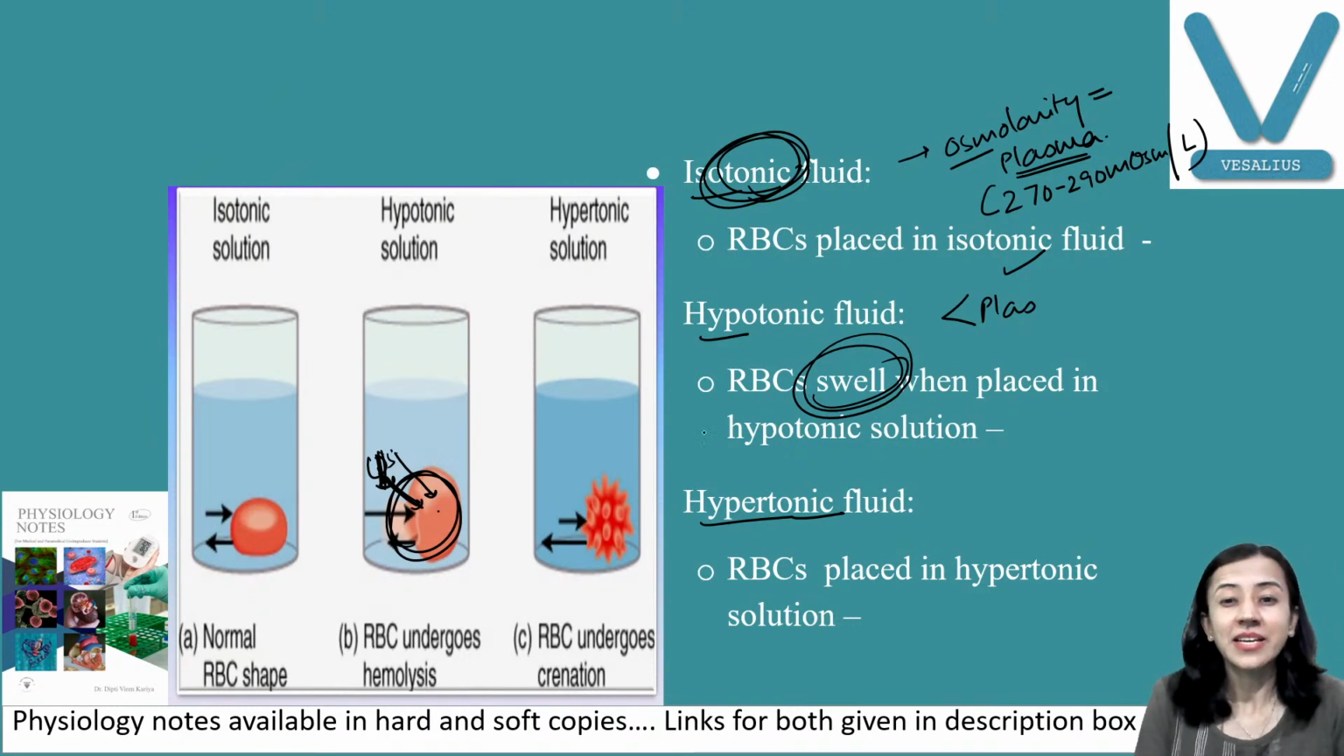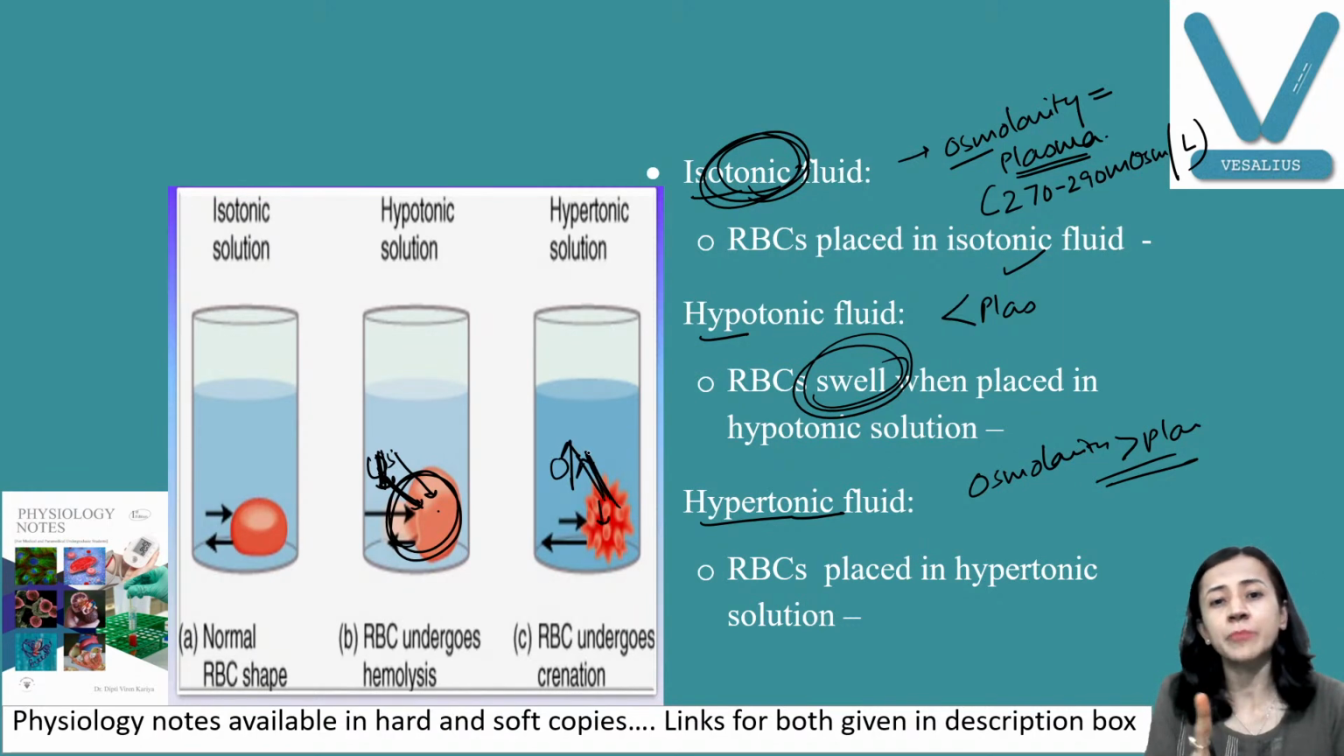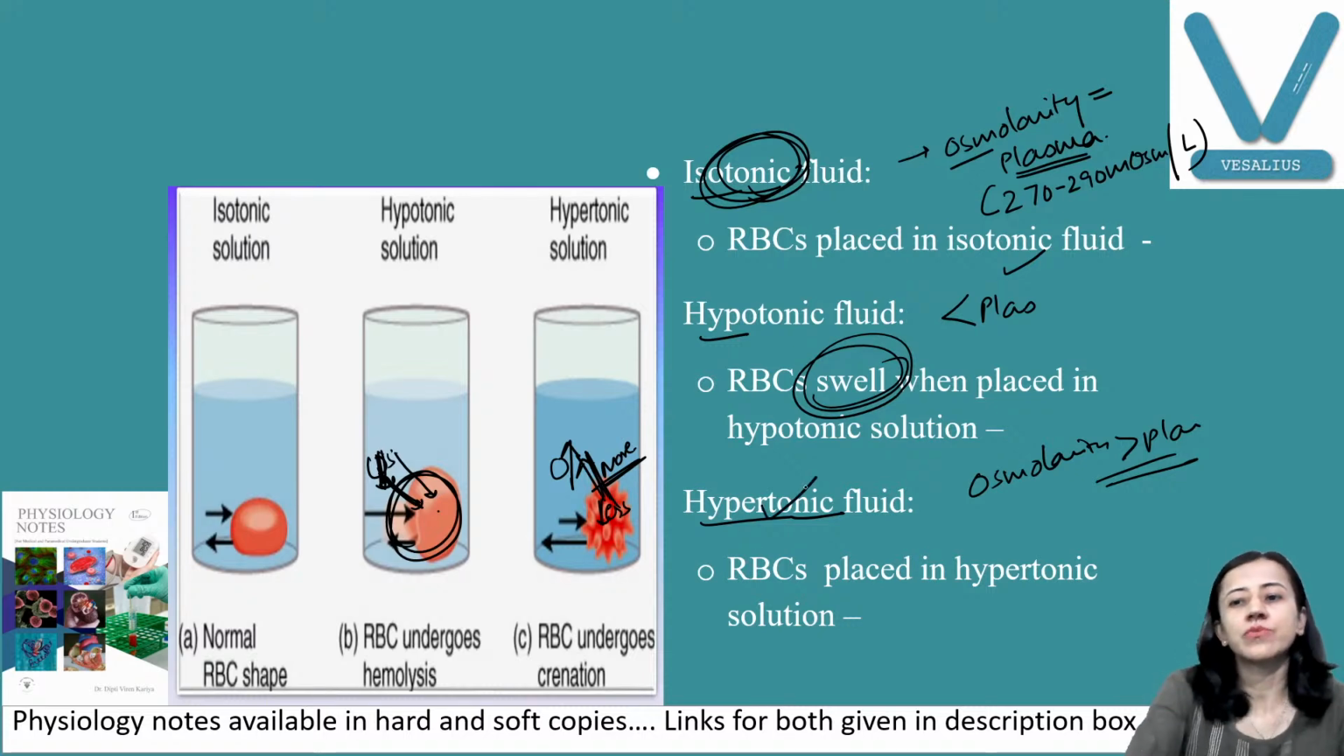Fine. Then hypertonic fluid. When RBCs are placed in hypertonic, it means osmolarity more than plasma. When we place RBCs in a hypertonic solution, what happens? Hypertonic means osmolarity is more here, less here. So fluid moves from RBC to outside. Always remember, fluid moves from hypotonic to hypertonic, meaning less solute to more solute. Am I clear? So this is hypertonic fluid.